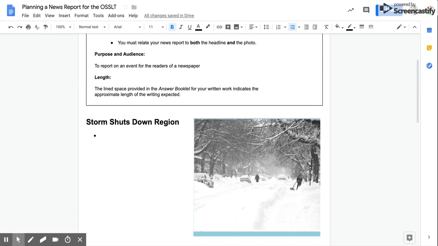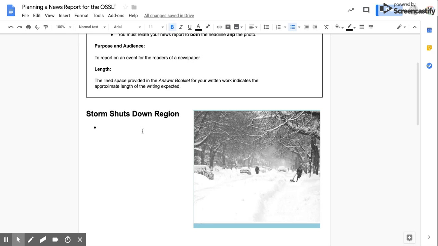So when I look down here at the photo and the headline, I see "Storm shuts down a region." And that tells me, when I look at this headline, that my article will have to be about the negative effects of the storm because it shut it down, and that I should pick a province, a county, or a city to satisfy that end of the headline.